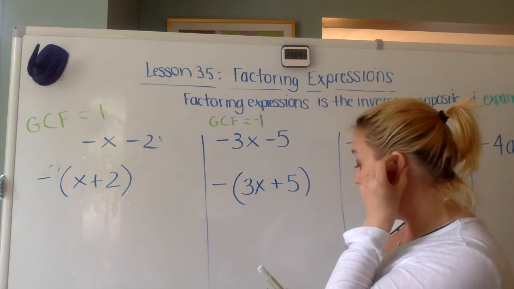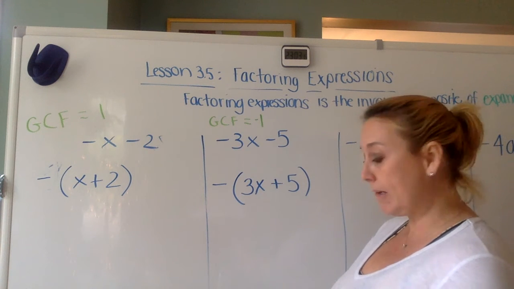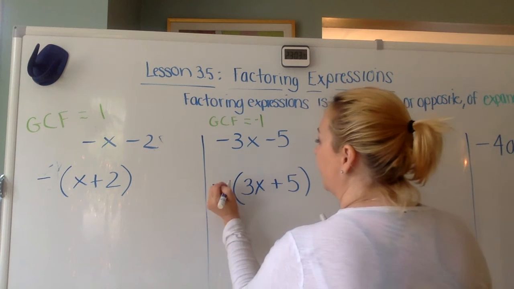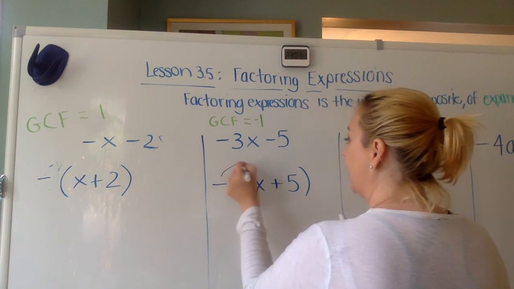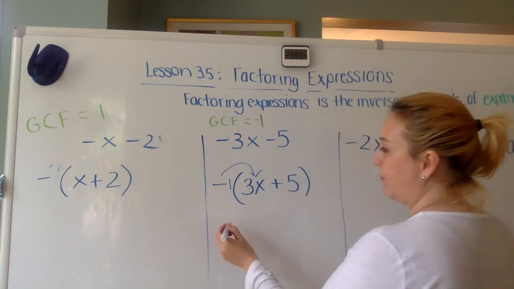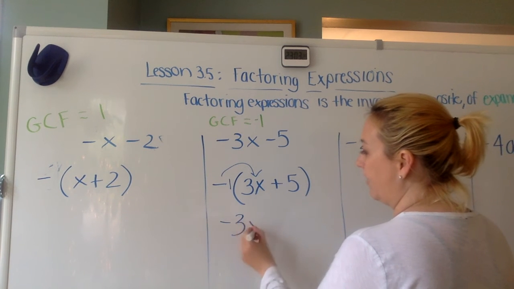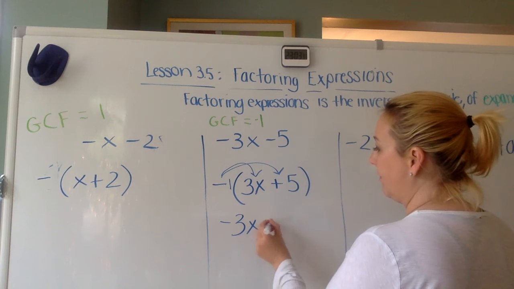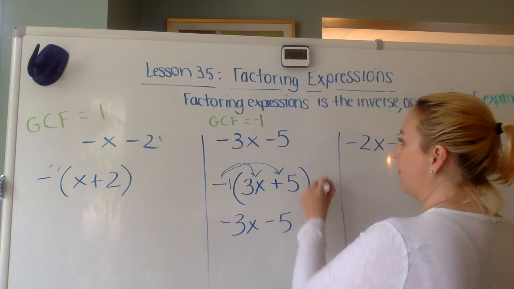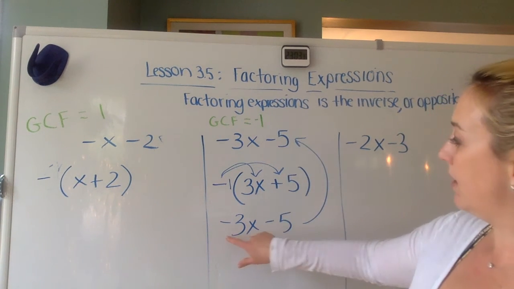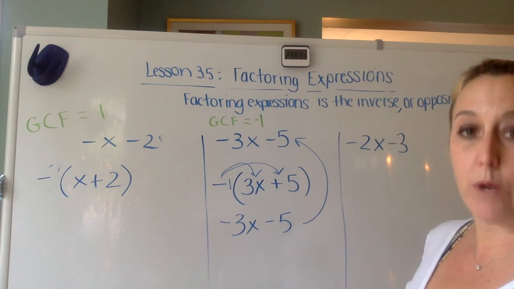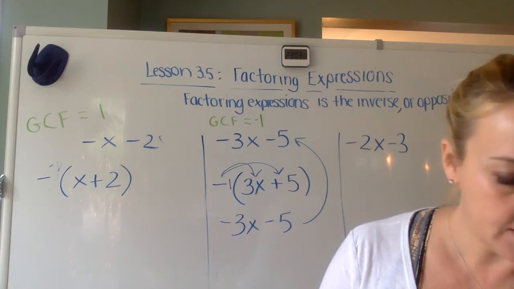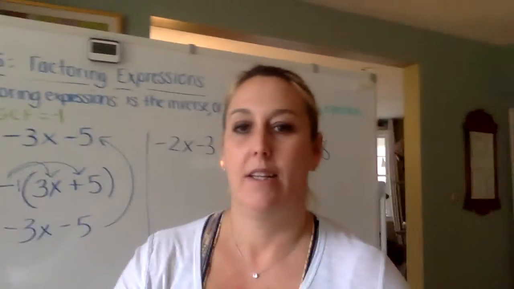And I could, again, double check this by expanding or distributing. And we know we've got this invisible 1 here. Negative 1 times positive 3x is negative 3x. Negative 1 times positive 5 is negative 5. Are we back up to that original expression, negative 3x minus 5? We are. So we know that we have factored it correctly. All right, we got another one like this.